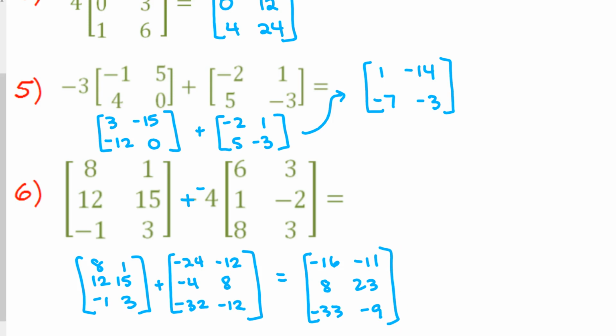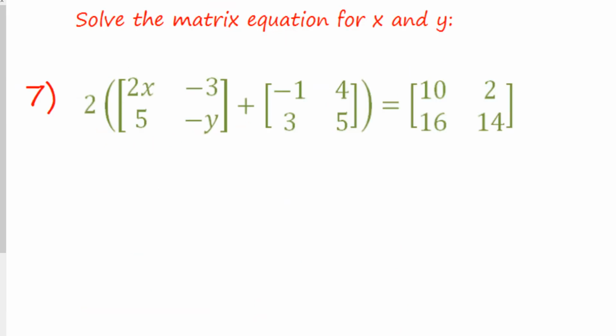Okay, so that takes us through addition and subtraction and scalar multiplication, and sometimes you'll have those operations embedded in a problem like this. Let's solve this matrix equation for x and y. So notice there's a 2 on the outside, and then we have this sum in parentheses, so we would be distributing the 2. And when we add the matrices, we would add elements in like position.